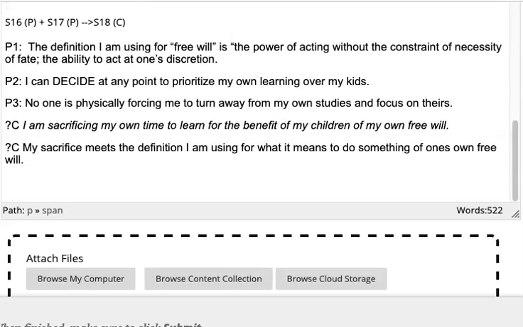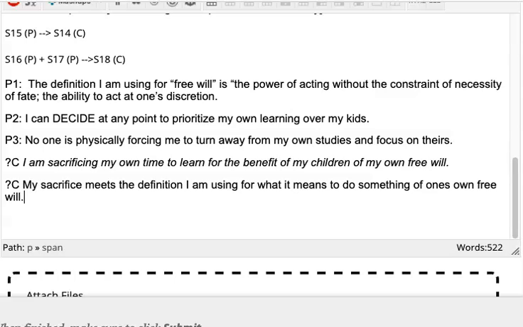Okay, so let me read through this. I have: the definition I'm using for free will is the power of acting without constraint of necessity, of fate, the ability to act according to one's discretion. Oh, I forgot my closing quotation mark. That's not good. I know I had it in my original, but even then, good writing mechanics requires that if I start a quote with opening quotation marks, I need closing quotation marks. Okay, so I can decide at any point to prioritize my own learning.